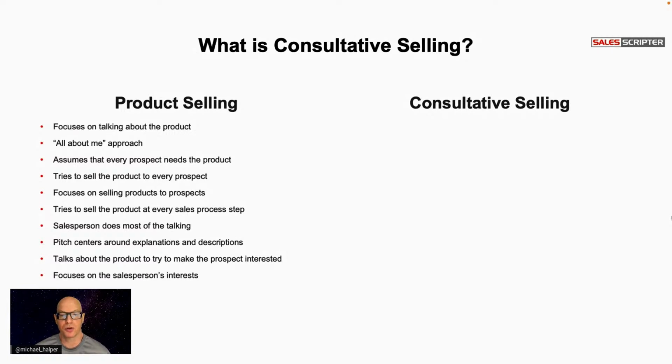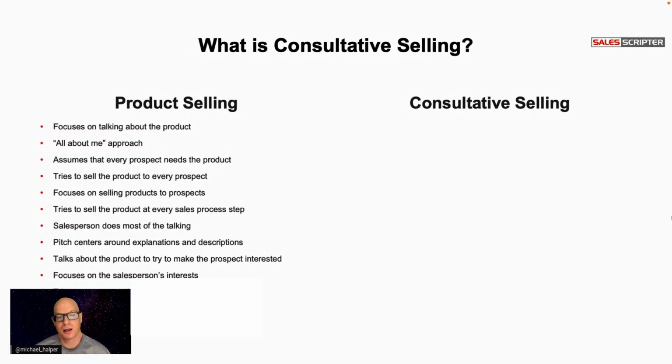This approach focuses more on the salesperson's interests. The salesperson's interests are completely different from the prospect's interests. The salesperson's interest is selling the product, advancing their career, making money, having job security, providing for their family. Those interests the prospect is not interested in at all. The prospect is interested in their own company, their own job security, or their own family. So this approach focuses more on the salesperson's interests than the prospect's interests.